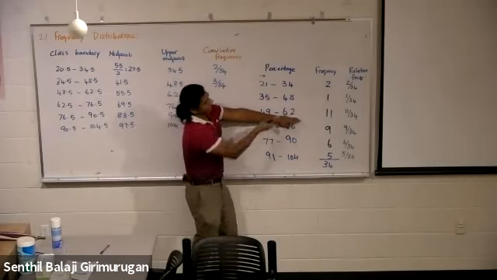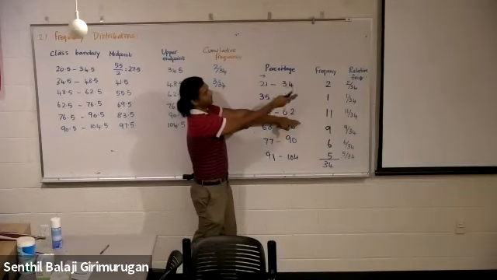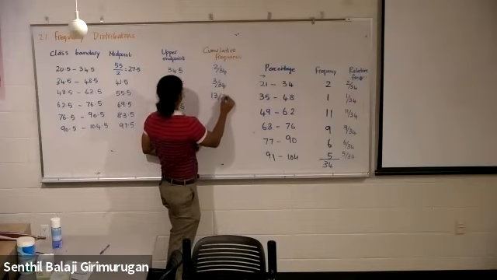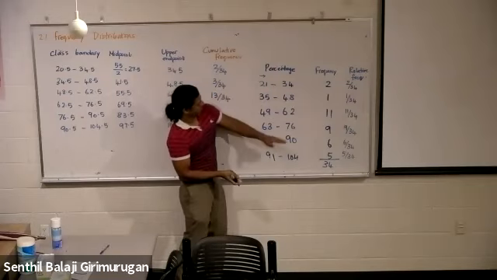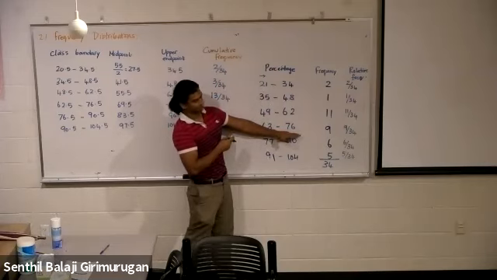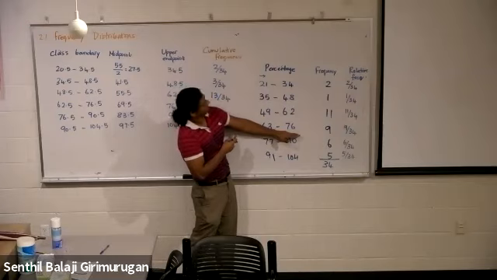For this class, I'm going to add everything prior, including this one: 11, 12, 13 over 34. Over here, what would that be? 23. Oh, sorry. 13 plus 9, 22.